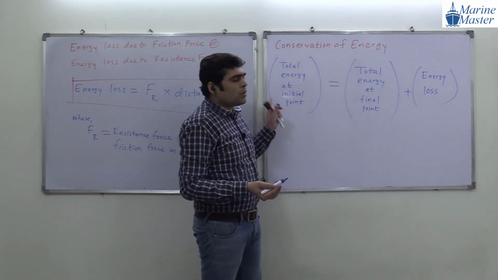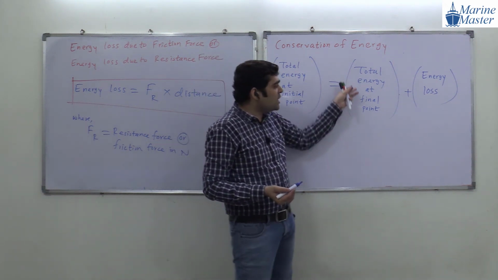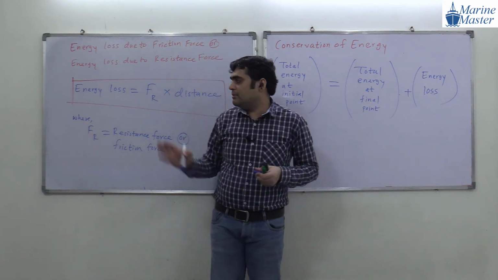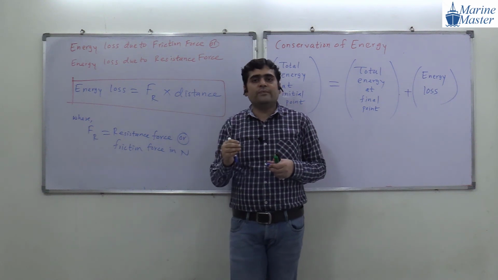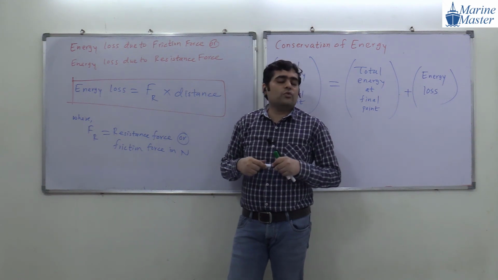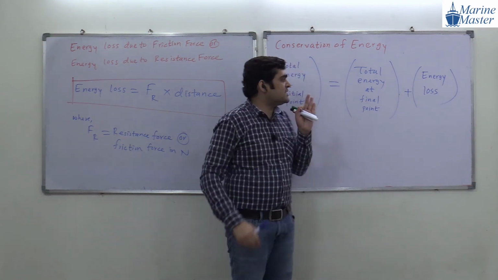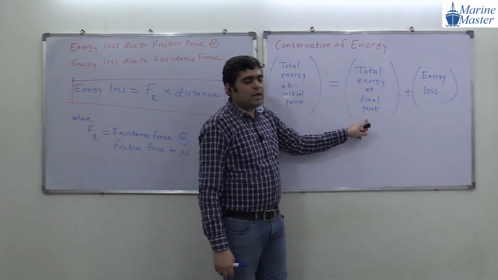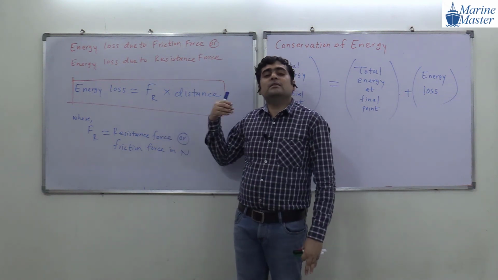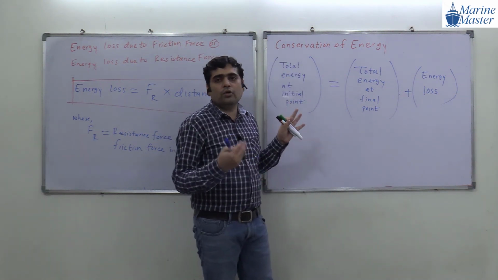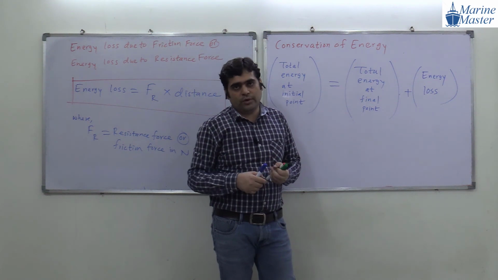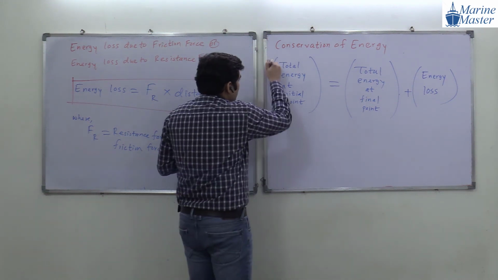So the total energy at initial point will be equal to total energy at final point, and during that motion there will be energy loss. If they have given resistance force, then we have to consider energy loss also. If they have not given any resistance force, then we assume resistance force is 0, and there will be no energy loss. In that scenario, these two terms will be equal and energy loss will be 0. If they have mentioned there is resistance force, then some of the total energy will go into energy loss, and we will get some energy at the final point. Okay, everyone getting my point? Try to write down this relation, everyone.